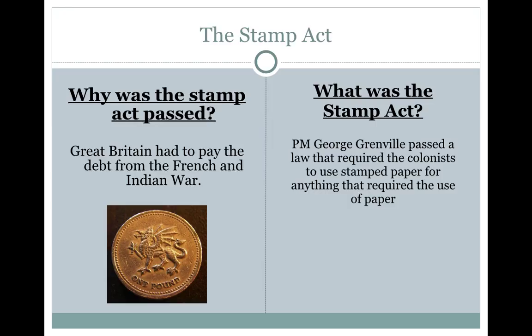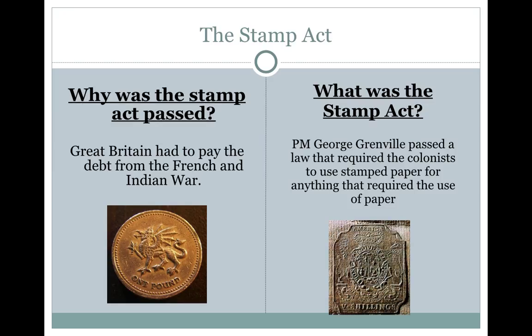What was the Stamp Act? So this Prime Minister, George Grenville, passed a law that required the colonists to use stamped paper for anything that required the use of paper. So that means if you wanted to write a letter to your grandma, you had to buy this piece of paper that had a stamp on it, and you had to pay for that stamp to use that paper. If you were signing a contract for a house that you bought or a deal that you made, you had to buy this stamp for your paper and just for the use of that paper. I want you to start thinking about anything that you use paper for. There's a lot of stuff. Anything. Okay? I want you to think about that for a second.